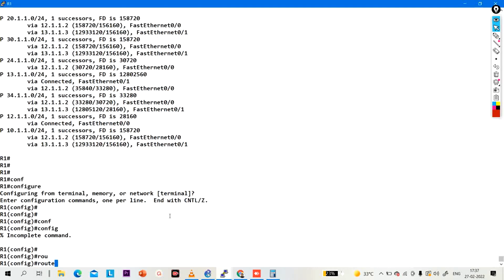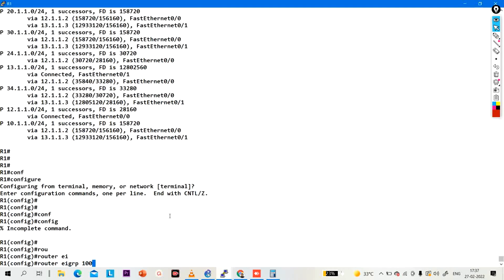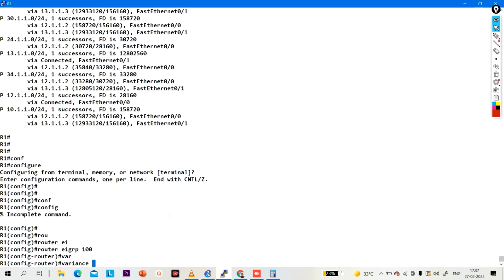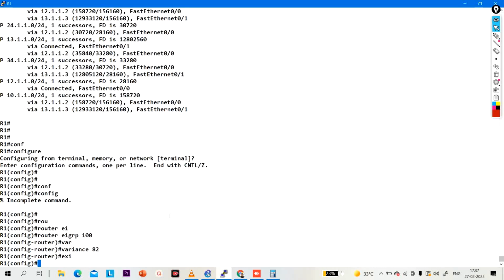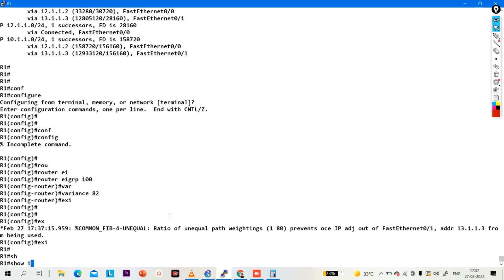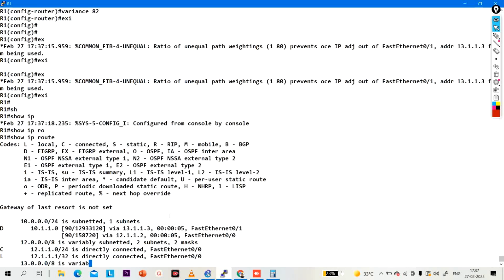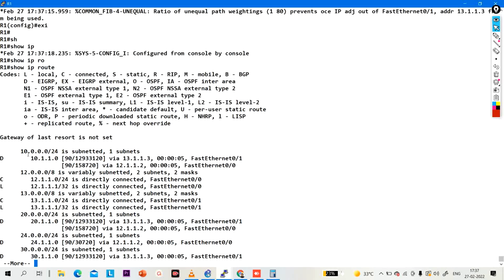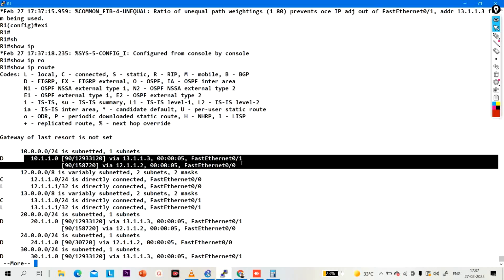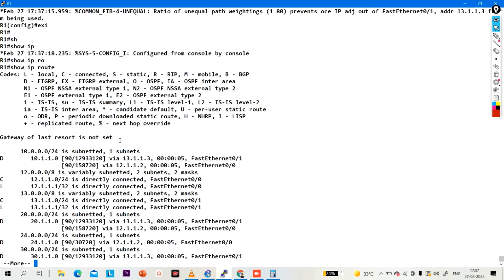Okay, router eigrp 100 and variance 82. Guys, now you can see. So show ip route. You can see R1 is performing load balancing. Yes, there are two paths, but you can see the cost is unequal. The metric is different. Still R1 is performing load balancing. So this is unequal cost load balancing.